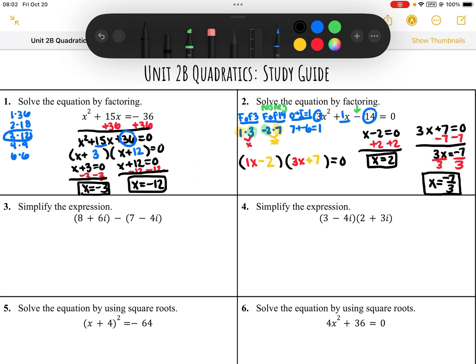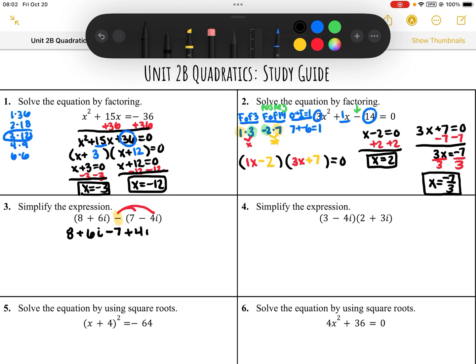We have imaginary numbers here. So here I have 8 plus 6i in parentheses minus, in parentheses, 7 minus 4i. So in between my parentheses, I have that subtraction sign. I am subtracting these values from each other. So first thing I'm going to do is distribute this subtraction sign to each piece in this second set of parentheses.